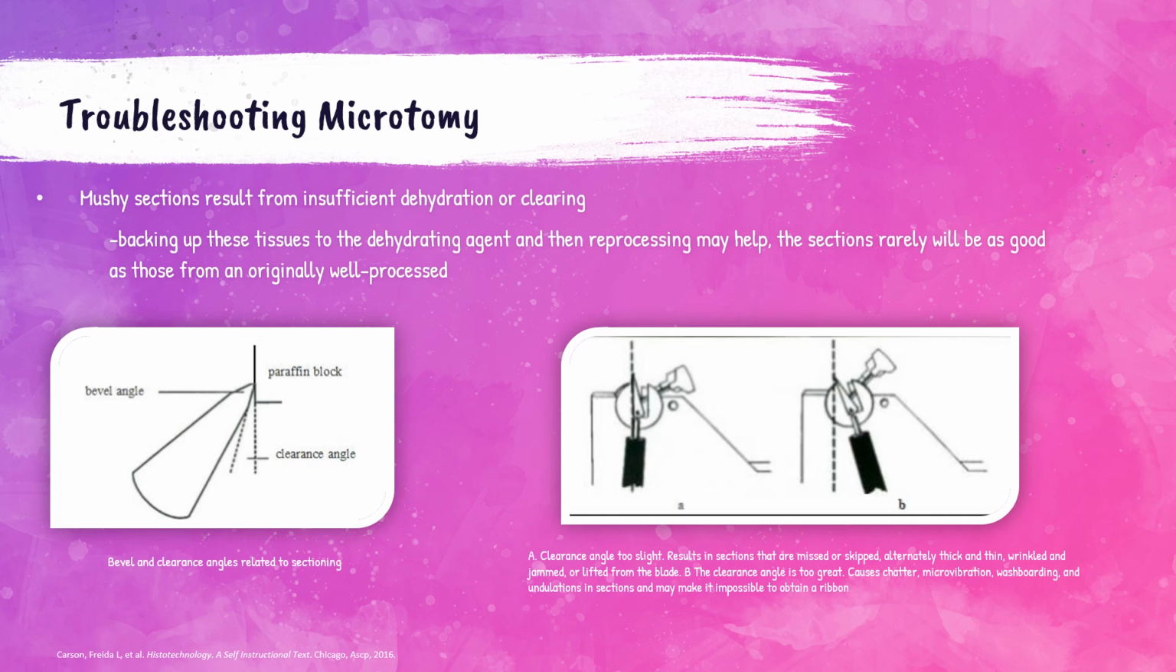The picture on the left-hand side of this slide is that bevel and clearance angle picture again, just to remind you of what they look like in reference to the tissue block. The picture on the right-hand side of the slide shows an A and B. A shows when the clearance angle is too slight. This causes sections that can be missed or skipped, too thick or thin, and wrinkled or jammed sections. The B section shows when the clearance angle is too great. This causes chatter, microvibration, washboarding, and undulations. These make it difficult to get a proper ribbon, and we'll talk about these errors momentarily.